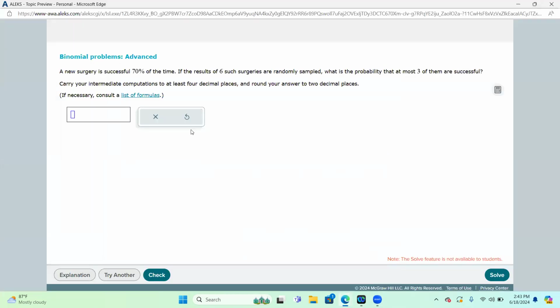So it says a new surgery is successful 70% of the time. If the results of 6 such surgeries are randomly sampled, what is the probability that at most 3 of them are successful? Carry your immediate computations to at least 4 decimal places.